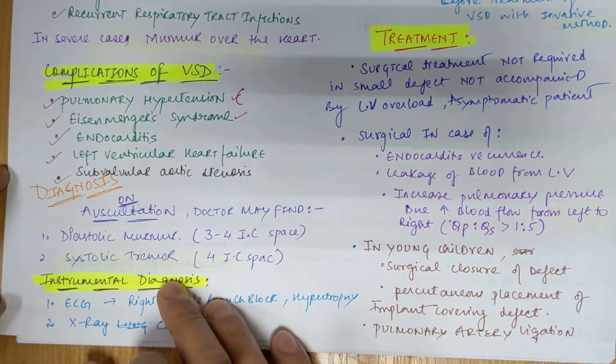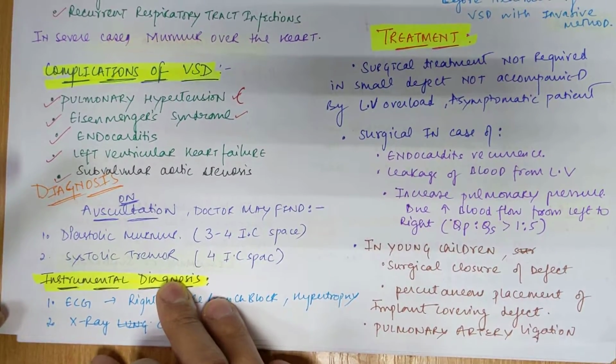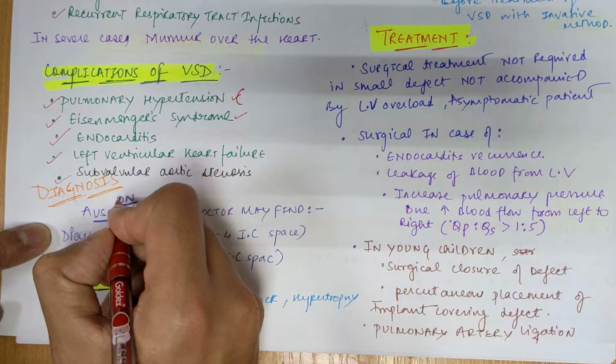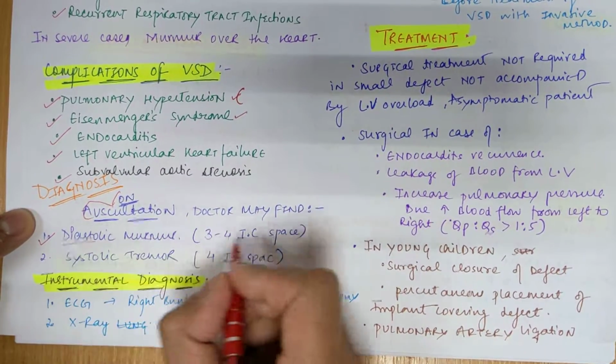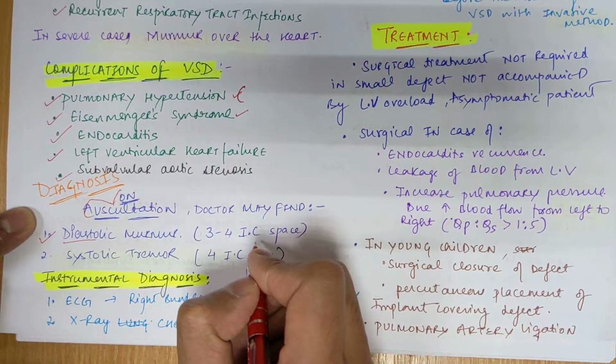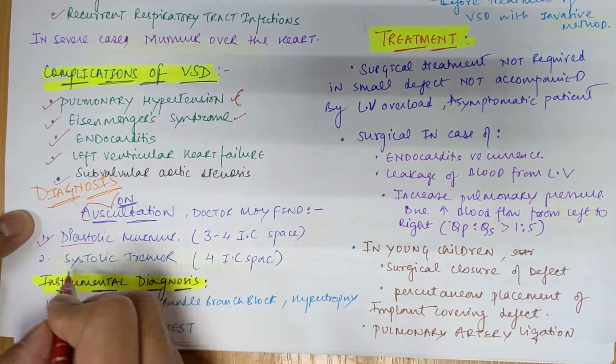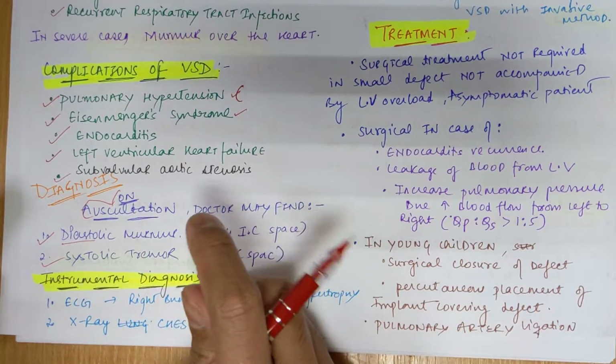Now, what are the methods, or what can we examine, or what diagnosis can we do? On auscultation, how will the doctor examine? He will observe a diastolic murmur at the third and fourth intercostal space, and a systolic murmur at the fourth intercostal space.